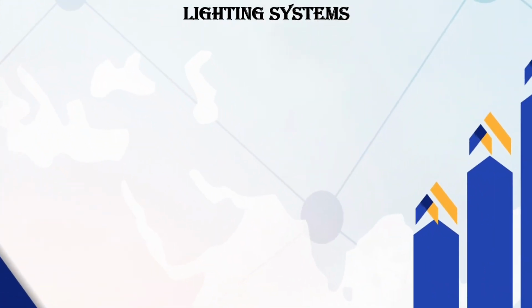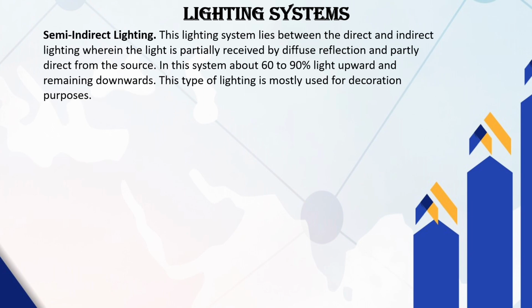Semi-indirect lighting. This lighting system lies between the direct and indirect lighting, wherein the light is partially received by diffuse reflection and partly direct from the source. In this system, about 60 to 90% of the light goes upward and the remaining downwards. This type of lighting is mostly used for decoration purposes.